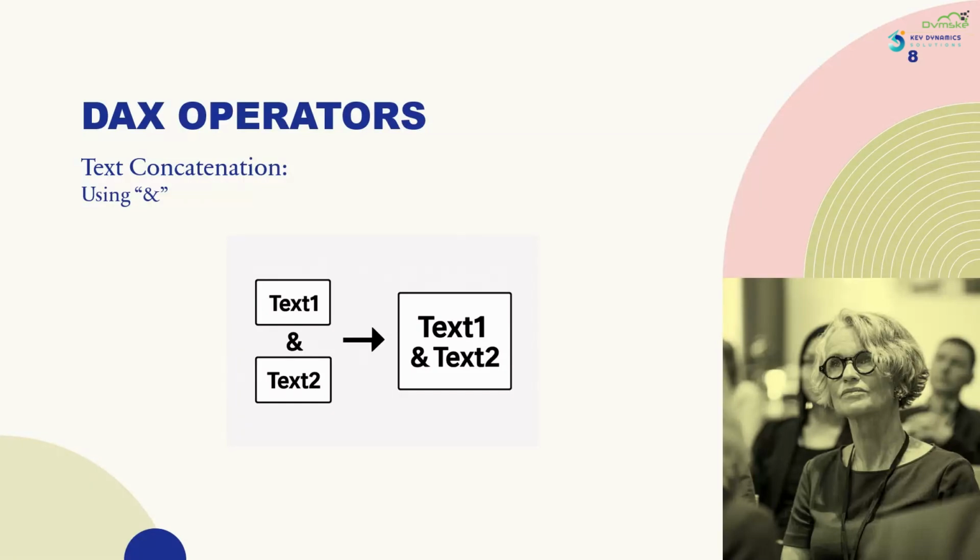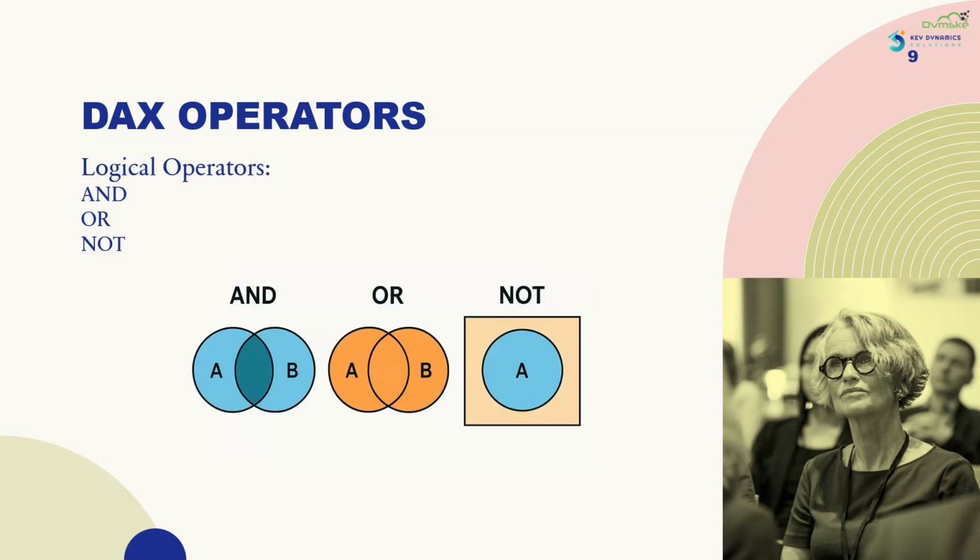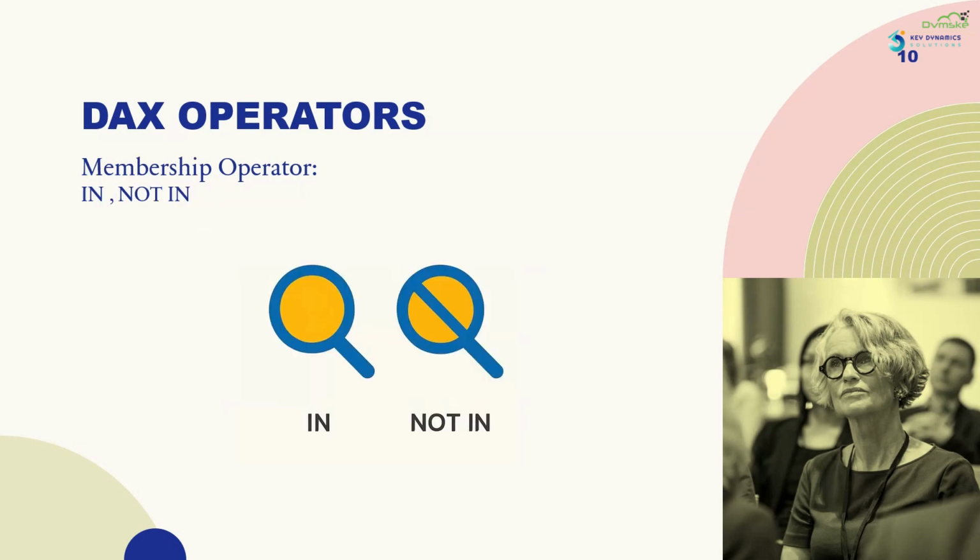Text concatenation operator is used to join two or more text strings. Think of it as a glue for combining text. Logical operators are used for logical conditions. They include and, or, and not operators. These work like yes and no conditions inside the formulas.